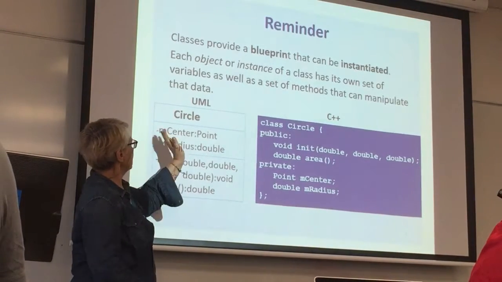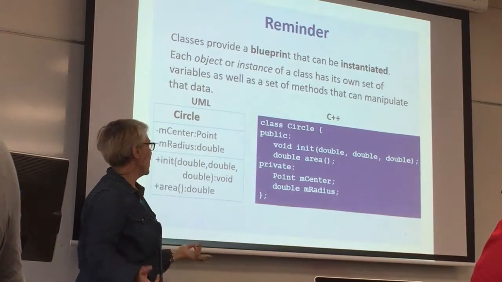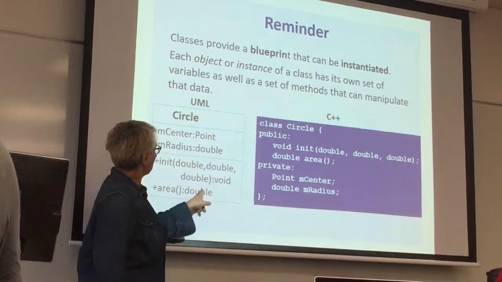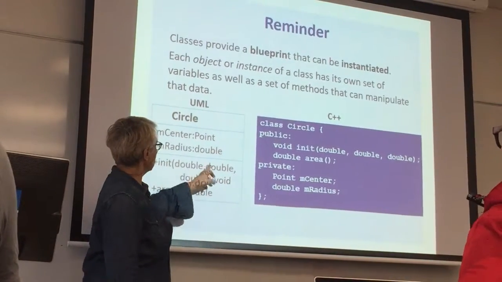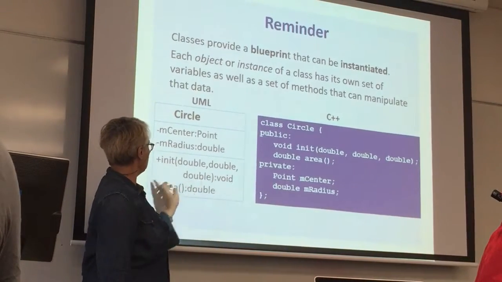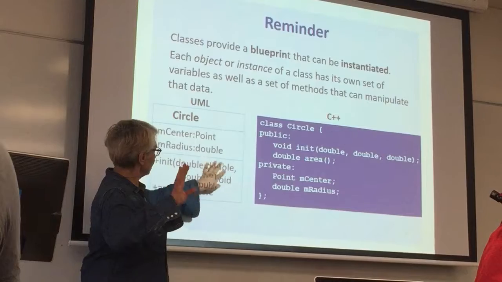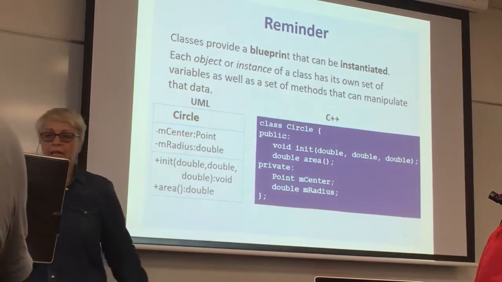And the order is a little bit different. The name followed by the type. And then this is a little bit skewed. The public init has 3 parameters. The public area, it's okay, it returns void. The public area returns a double, takes no argument.